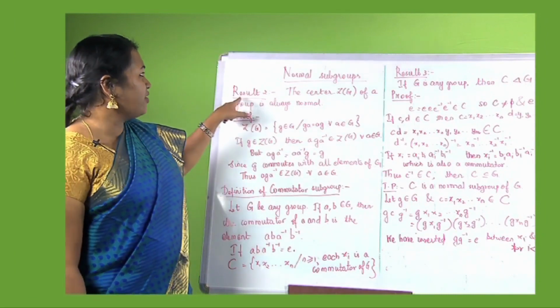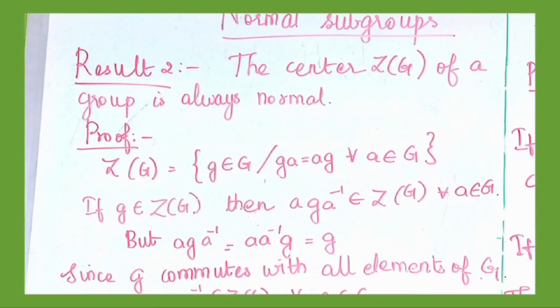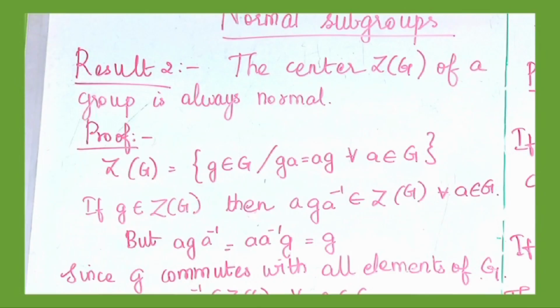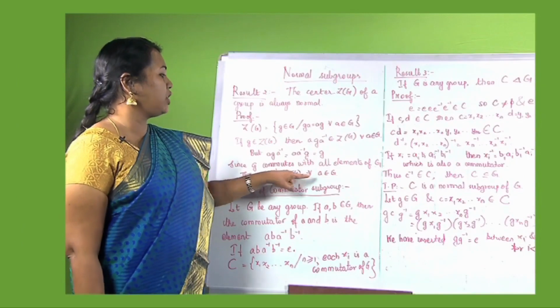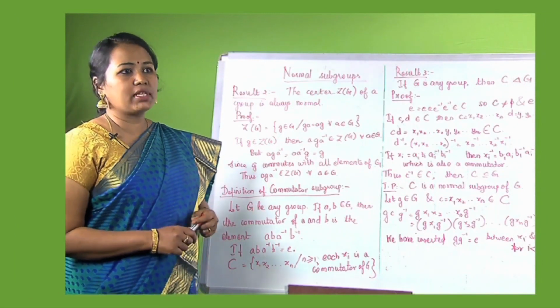Now we shall see the second result. Result 2. The center Z(G) of a group is always normal. The proof. We know that Z(G) is the set of all g belonging to G such that ga is equal to ag for all a belonging to G. Now if we take an element g belonging to Z(G), then aga inverse belongs to Z(G) for all a belonging to G. But aga inverse is also equal to a a inverse g, which is equal to g. Since g commutes with all the elements of G, aga inverse belongs to Z(G) for all a belonging to G. Because of this, we can say that the center is a normal subgroup.